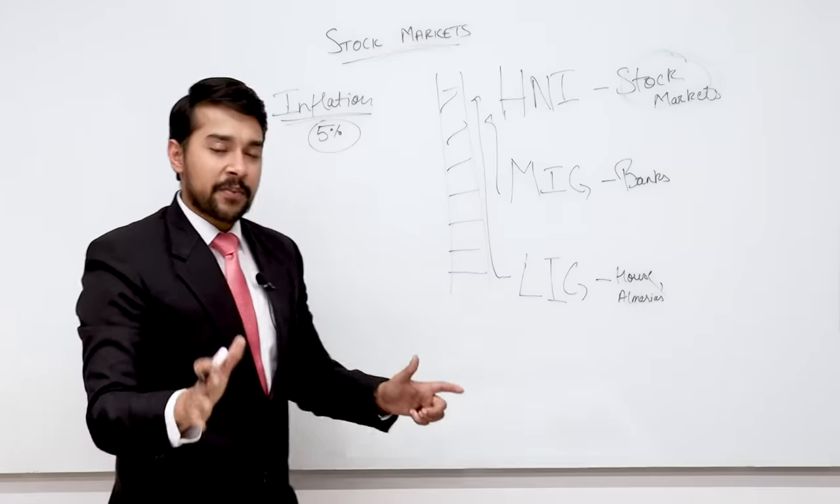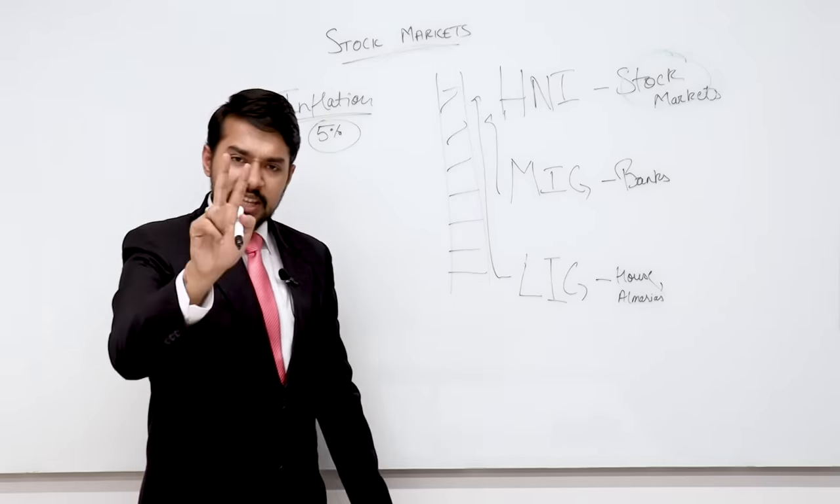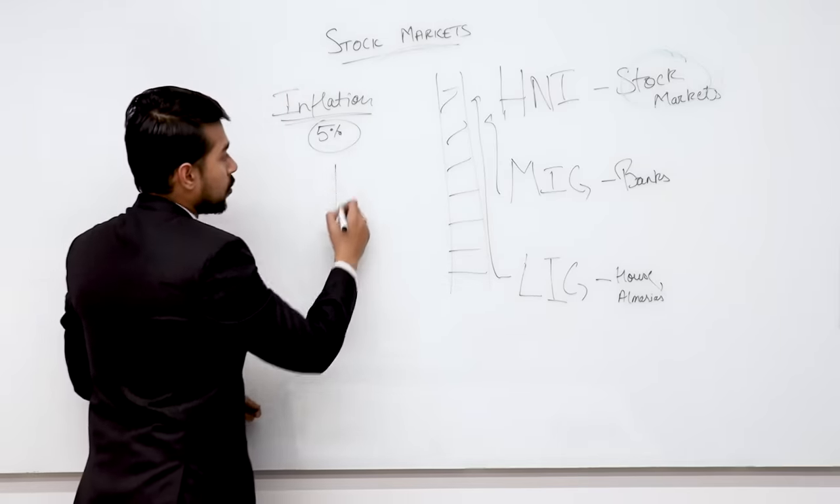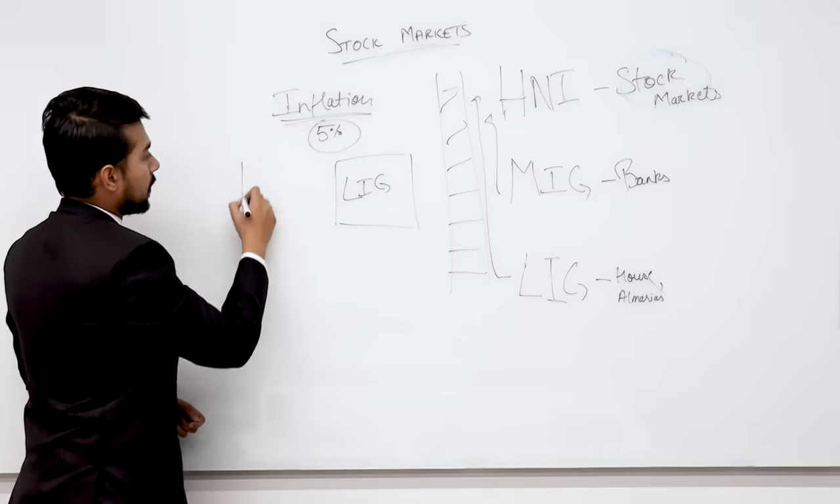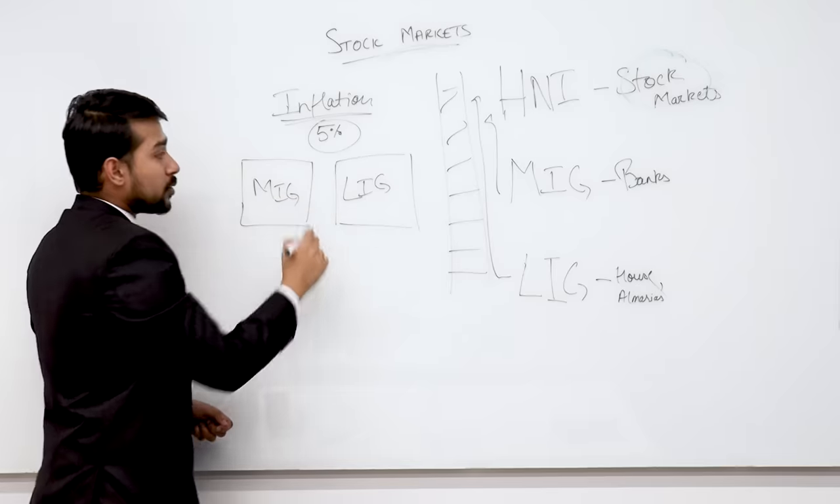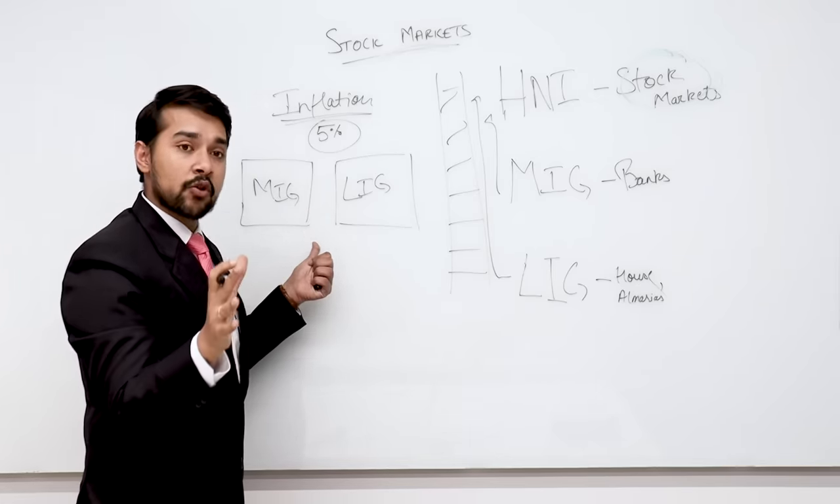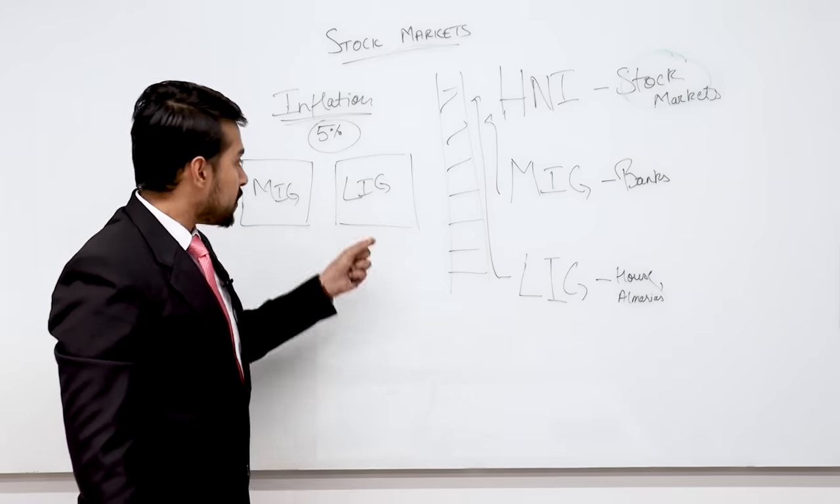Inflation comes between 3 to 5% long-term CAGR. I'm taking 5%. Now, let's take the two categories of people, LIG and MIG. Here is the LIG category. Here is the MIG category. Now, the study I'm going to show you right now, an economist was nominated for the Nobel Prize for this study. Now, what does it tell us?